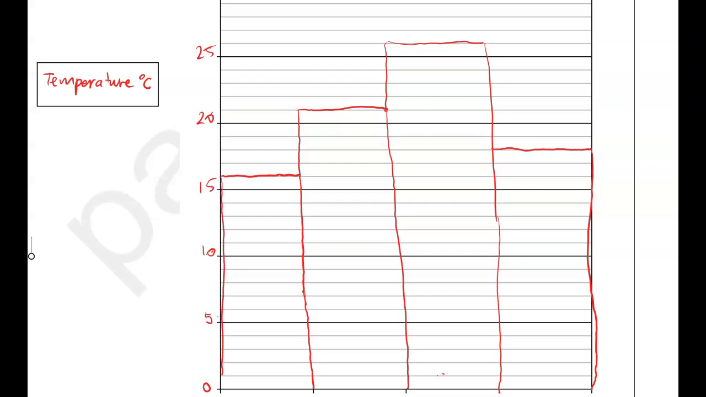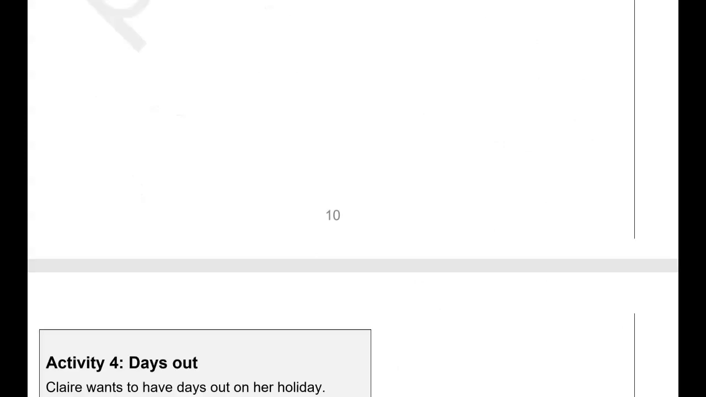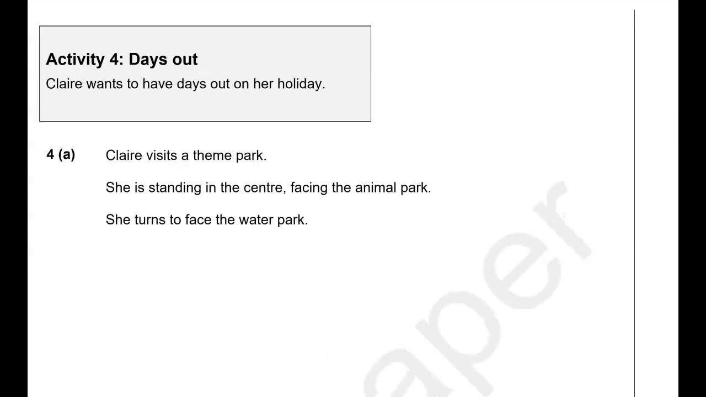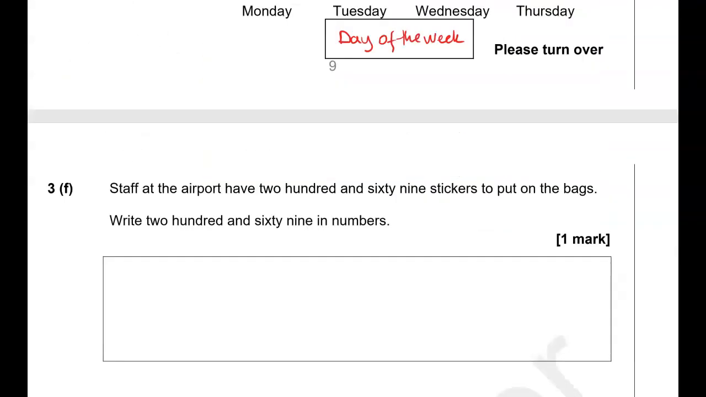Staff at the airport have 269 stickers to put on the bags. Write 269 in numbers. So 269. Otherwise, this is now complete.